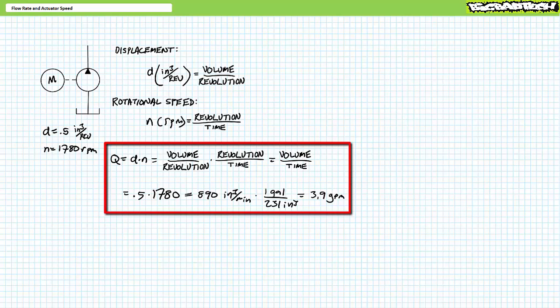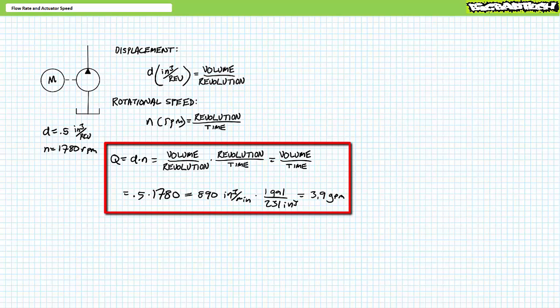To yield a flow rate, one multiplies displacement per revolution times revolutions per minute. Q equals D times N. Units of revolutions cancel out, and you'll be left with a unit of volume over time, i.e. a flow rate. Again, consider a pump with a displacement of 0.5 cubic inches per revolution being driven at a rotational speed of 1,780 revolutions per minute. What's the flow rate? Now, before you screw this up, listen carefully. What's the flow rate in gallons per minute?